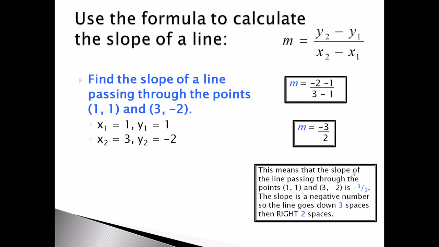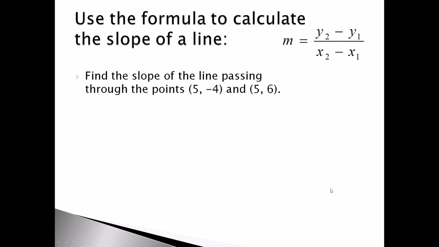This means that the slope of the line passing through these 2 ordered pairs is -3/2. The slope is a negative number, so the line goes down 3, then right 2. Ooh, this one's really going down. This is like if you're jogging back down the mountain, you're like, oh my gosh, this is really tough. Hopefully there's not a lot of rocks because you're going to go fast.